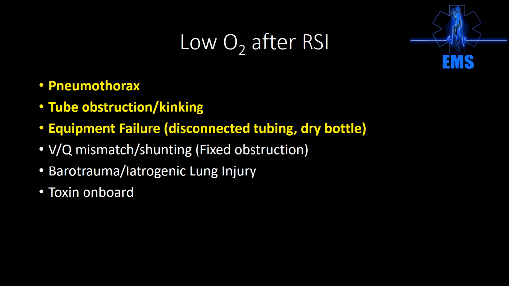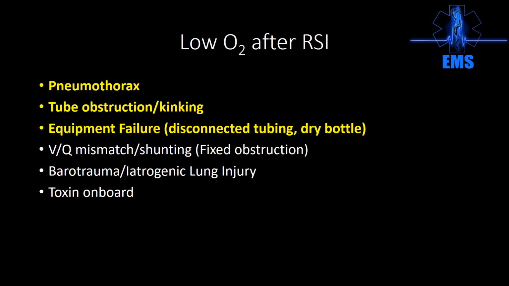What about low oxygen saturation after RSI? Again, number one, pneumothorax, especially in the patients with COPD or asthma from a ruptured blood. I talked about tube obstruction and kinking, specifically in the small diameter tubes like the 6.5 tubes. Equipment failure, so disconnected tubing or a dry bottle. Has anybody ever had the occasion where we've been so fixated on getting the intubation that we ran out of oxygen and didn't know it? It's actually not that uncommon.